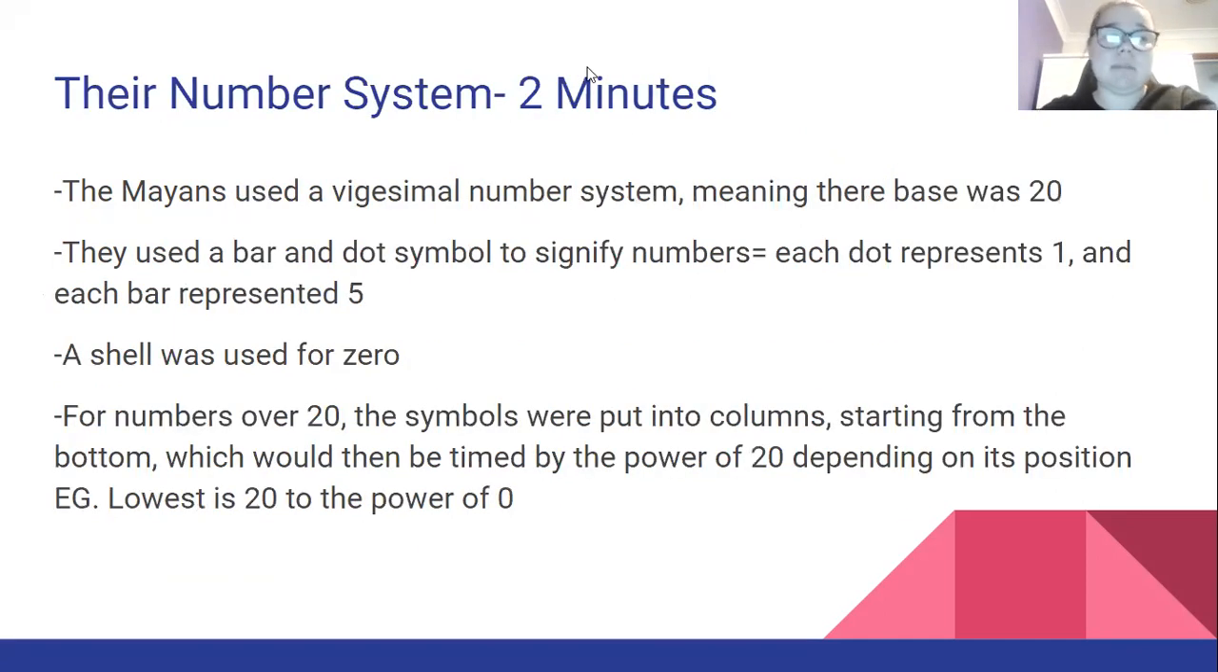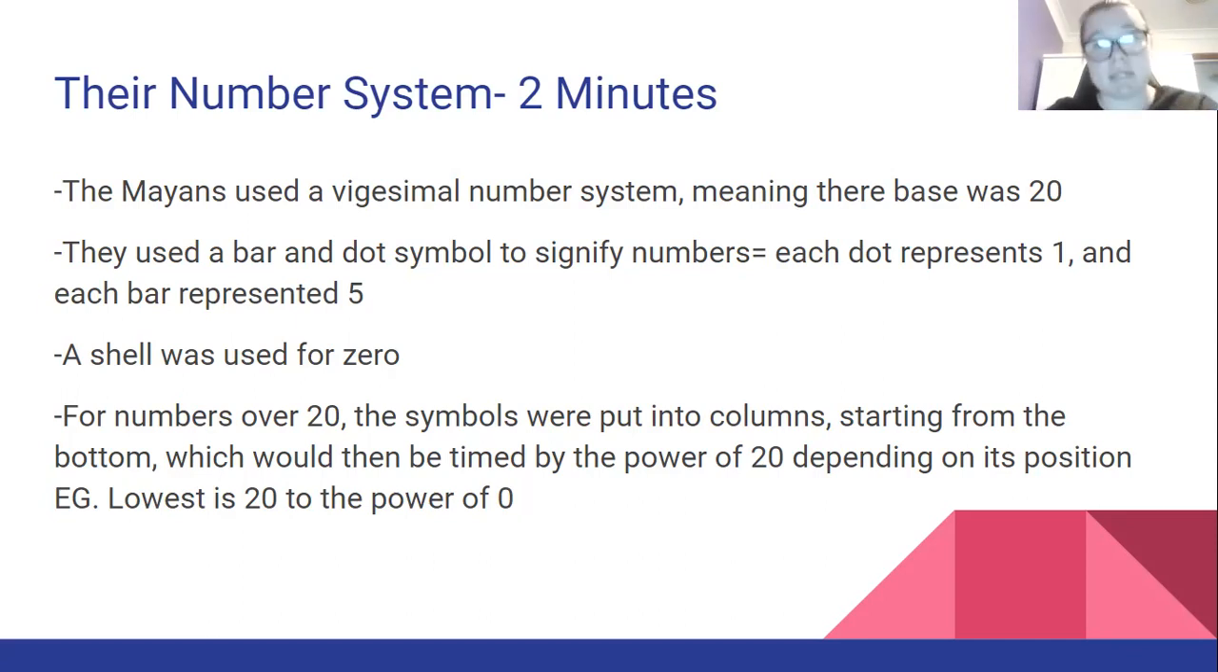Next, we're going to look at their number system. So our number system is an Indo-Arabic system, and our base is 10. This means that each column is times 10 to the power of, depending on which column it is. So if we were to represent 5 in the ones column, it's 5 times 10 to the power of 0, which is 5. They used something similar to this, however, their base was 20. So instead of times 10, it was times 20.